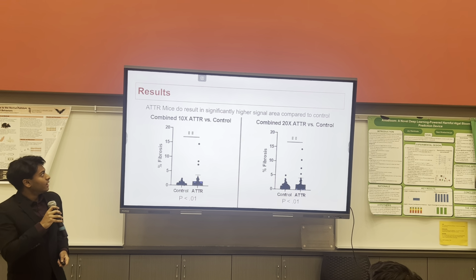So to conclude, the male mice did not show a significant difference in the ATTR samples, while the female mice did in fact show a significant difference. And we saw that the hypothesis was in fact correct, that Fibroquant is able to differentiate between amyloid transthyretin and the healthy control samples based off the fibrosis signal area.